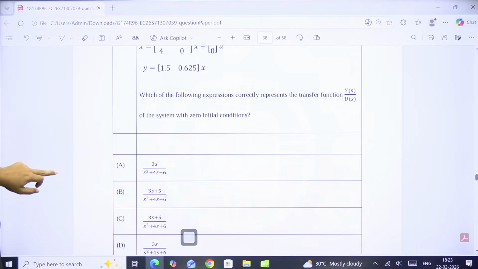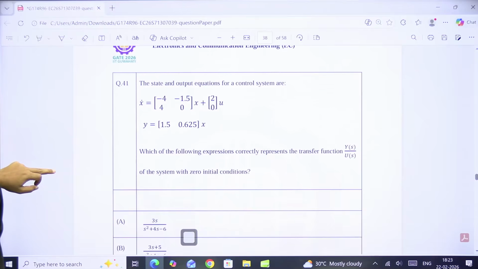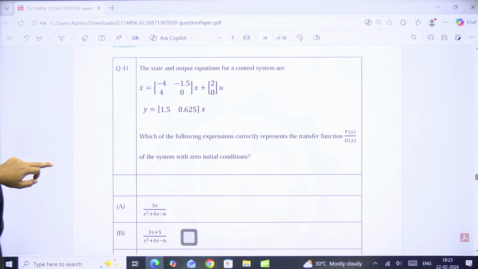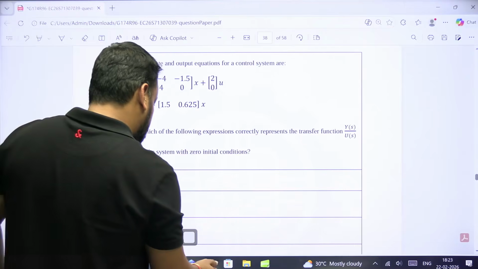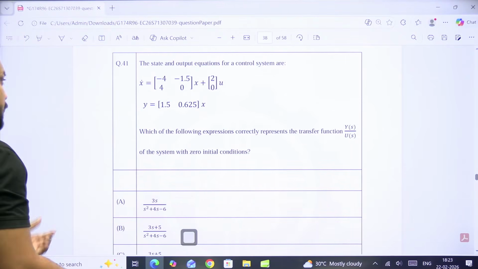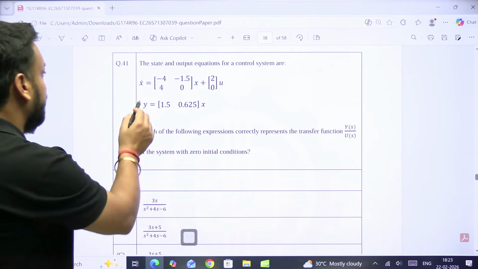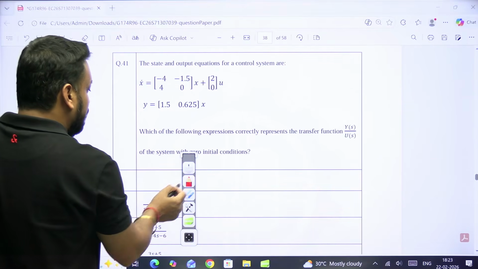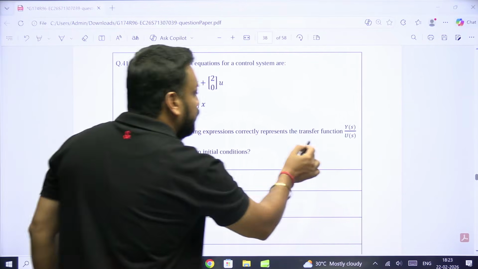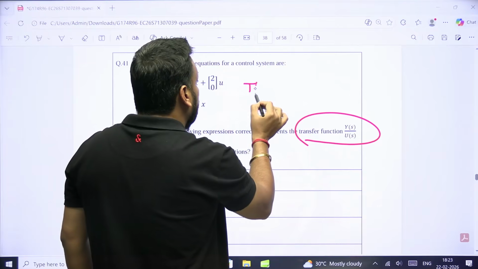If I talk about question number 41, just see this question. Since this question is lengthy, we will better write the data on the next slide. Here the A, B, C matrices are given to you, and the examiner is asking for the transfer function. We have already solved these types of questions multiple times.